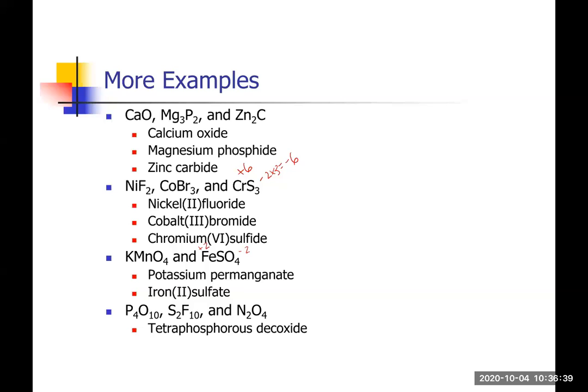The next one is S2F10. 2 is di, 10 is deca again. So that is going to be disulfur. We say the full name of it, decafluoride. And then the last one, N2O4, dinitrogen tetraoxide.